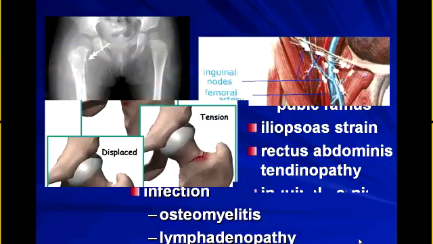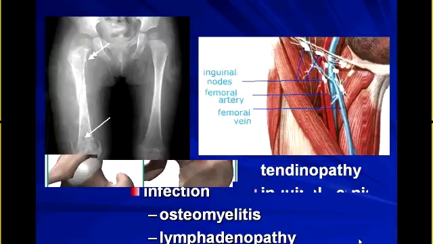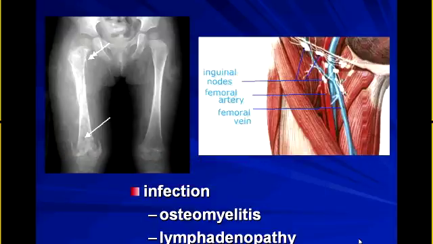We also have to be concerned about infection. In this case, osteomyelitis, which is infection of the bone. So is there a history of root canal? Is there a history of inoculation? Is there a history of surgery?